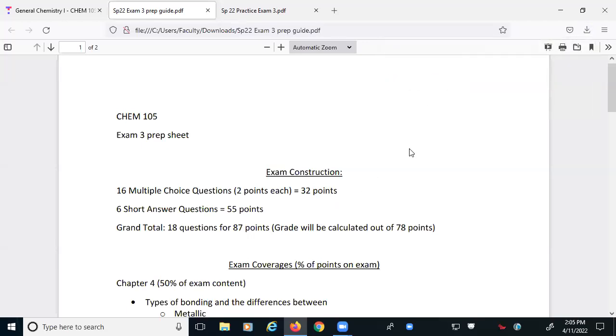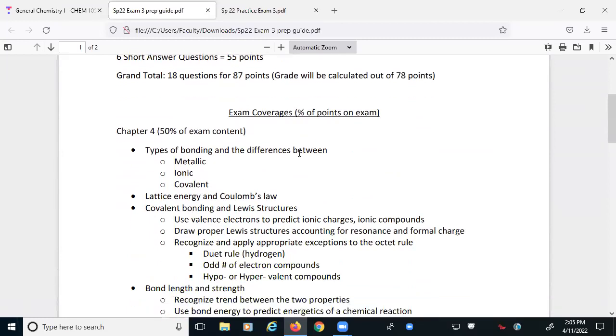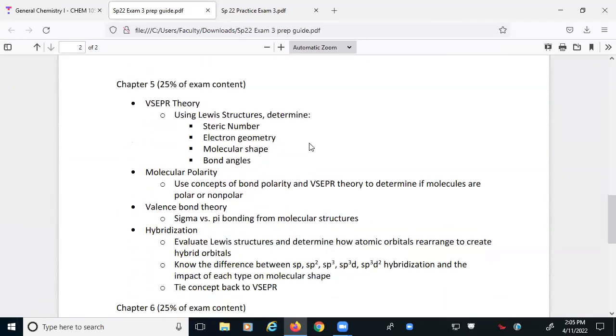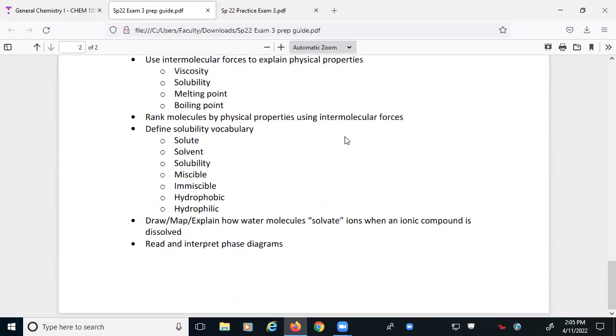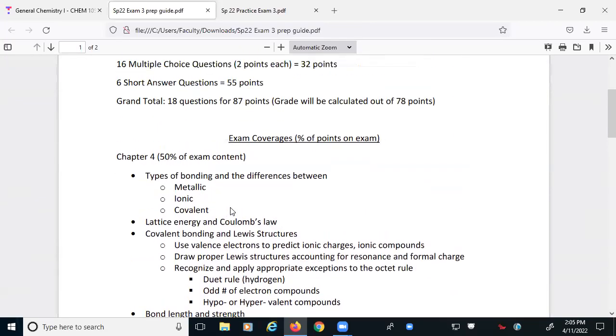So first of all, 22 total questions, not 18. But 22 total questions on the exam. Most of them are multiple choice. One thing that you will notice as you go through the material here, there's no math. There's no need for a calculator for this exam. Everything here is conceptual. The split here is about 50, 25, 25.